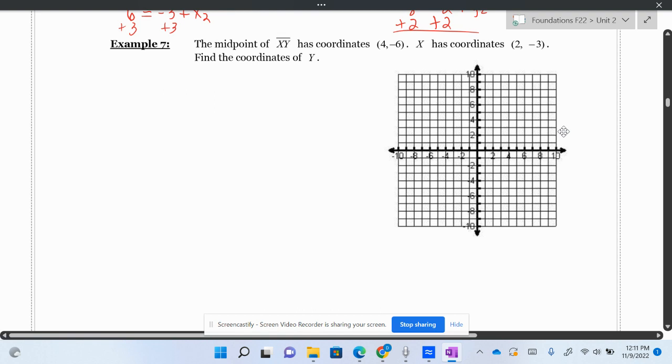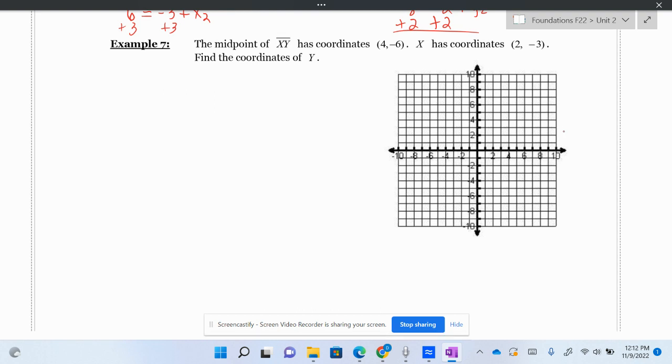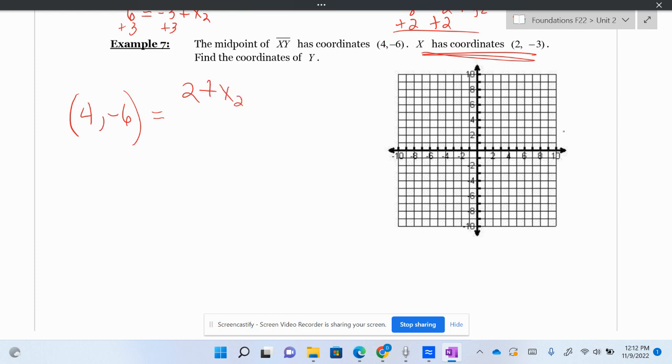Okay. So I know that the midpoint, M, is the point (4, -6). And that has to equal x1, which is 2, right? This coordinate, plus, we don't know what x sub 2 is, divided by 2. And the y coordinate, -3, plus y sub 2 over 2.